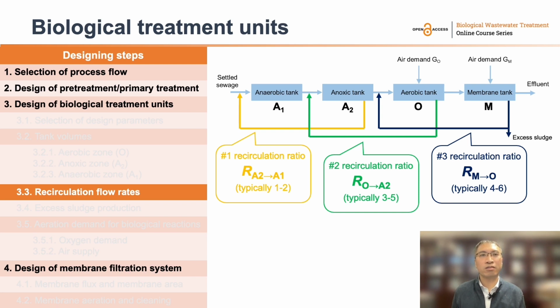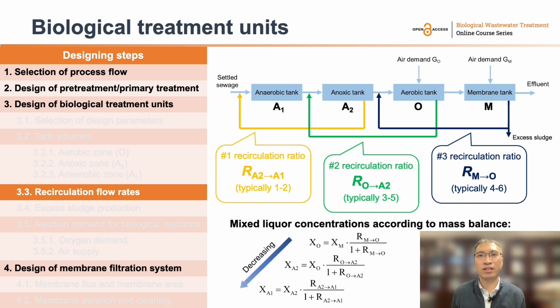Here, these equations show the mass balance of mixed liquor between different tanks, which is influenced by the mixed liquor recirculation. We can see that the MLSS concentrations between different tanks are proportional by a factor related to the recirculation ratio.